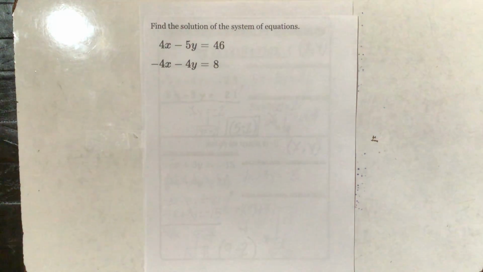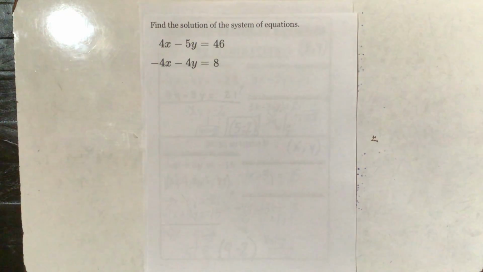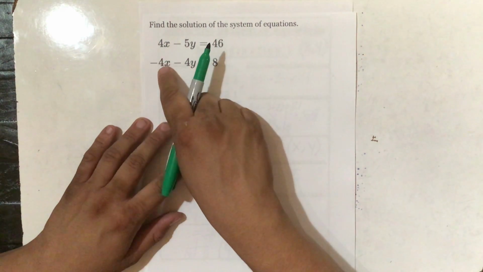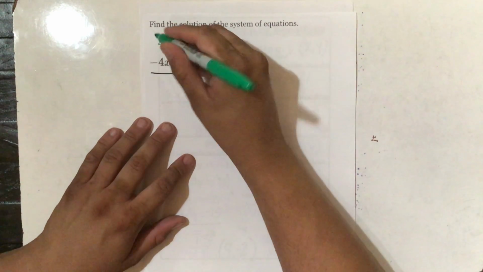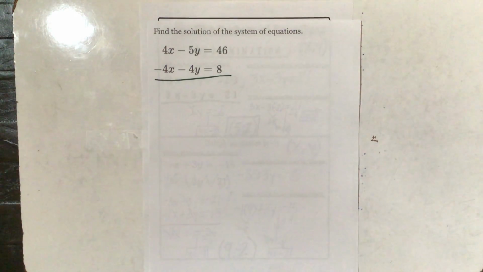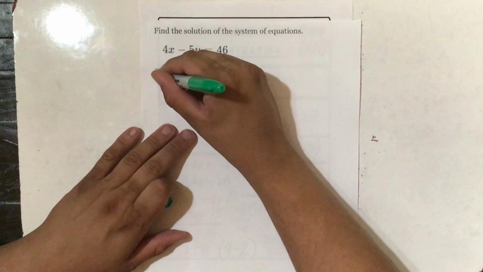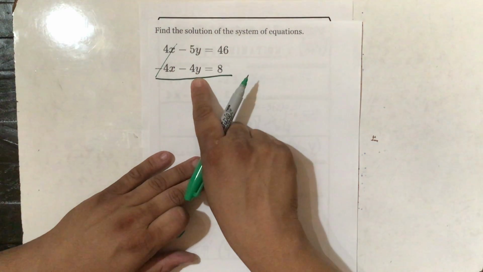Let me make sure everything's lined up here. Yes. All right. So I'm already going to draw my line under the equations because look, positive 4x and negative 4x, I know they're going to cancel. So look what I'm going to do. I'm going to cross them out already. Look at that. Gone. Now I only have y left.